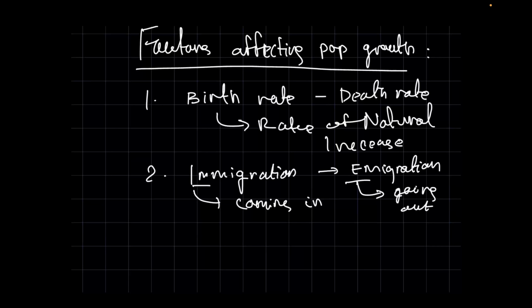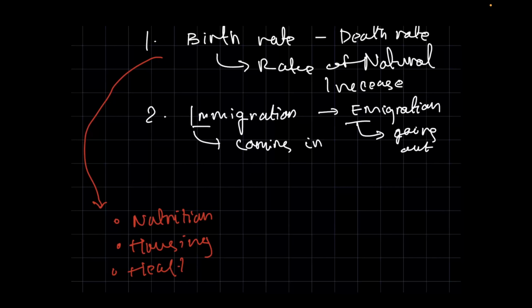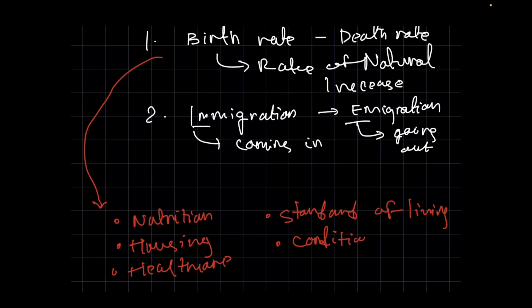Now each of these separate factors are essentially affected by another couple factors. Now let's look at what affects birth rate and death rate. So you could have factors like nutrition, housing, healthcare, perhaps even the general standard of living. You could have working conditions of the people that are working there. You could have the degree of involvement in military.